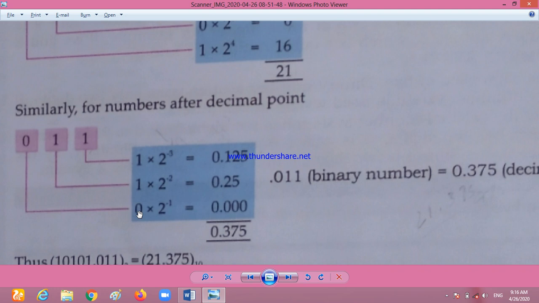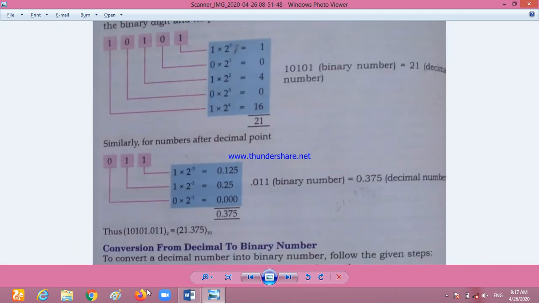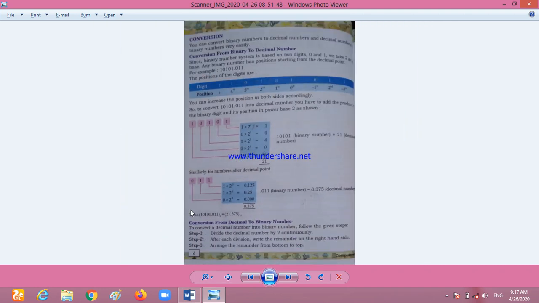But anything multiplied by 0 is 0. This one is multiplied by 1, so 0.25, and 2 to the power minus 3 is 0.125 multiplied by 1, it's 0.125. Then what do we have? 0.375, and then add these numbers: 21.375. 21 from here and 0.375 from here. Just like that we convert from the binary number to a decimal number.